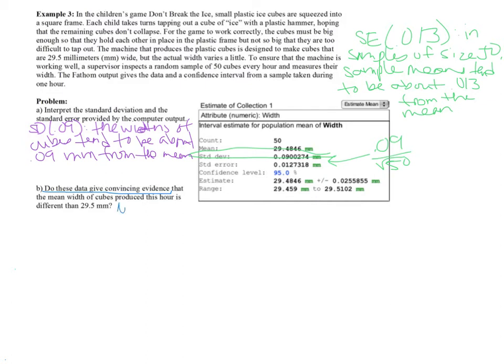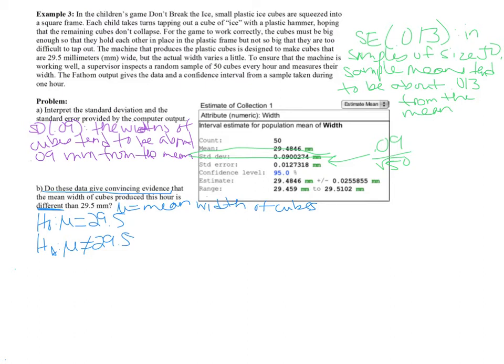So I'm going to start with my mu is going to be the mean width of cubes. My hypotheses are going to be that mu is equal to 29.5. The alternative, you'll notice it's different from is what we're looking for. So the alternative is going to be mu not equal to 29.5.